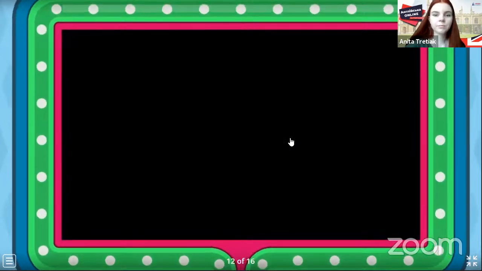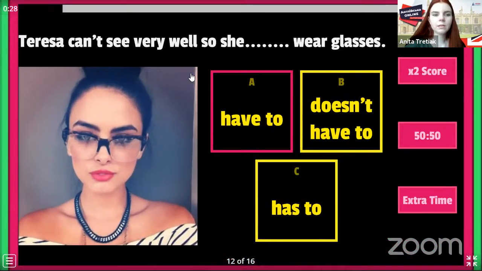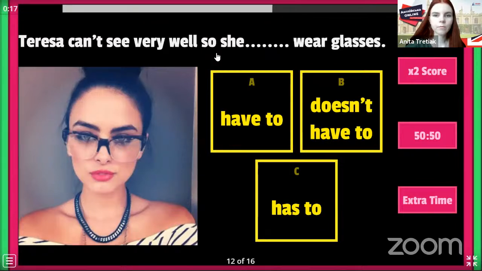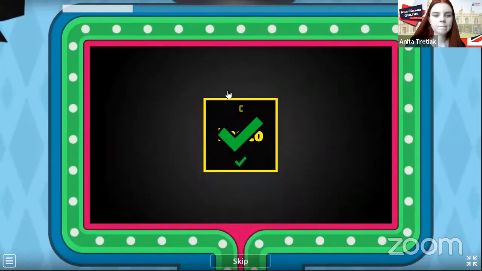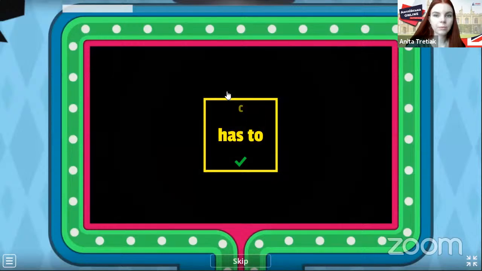Next question. Teresa can't see very well, so she has to wear glasses. Have to, doesn't have to, or has to? So for this one, it's C. Yeah, okay. Good.